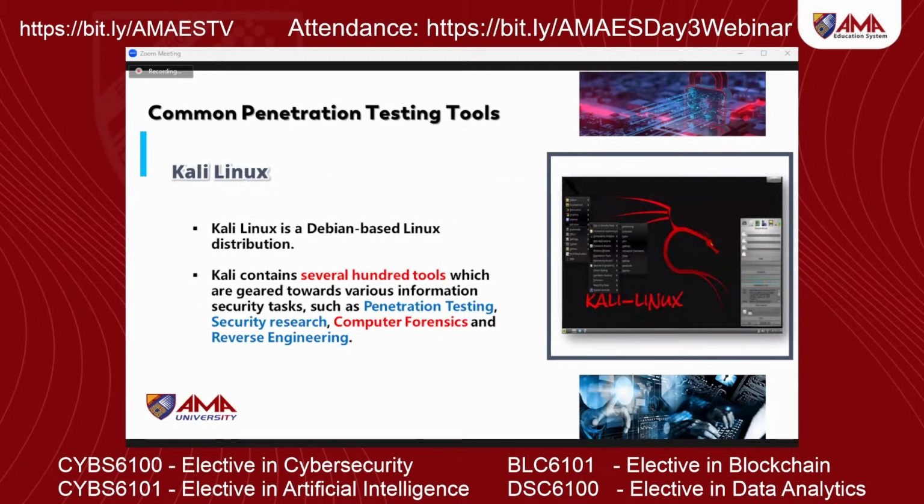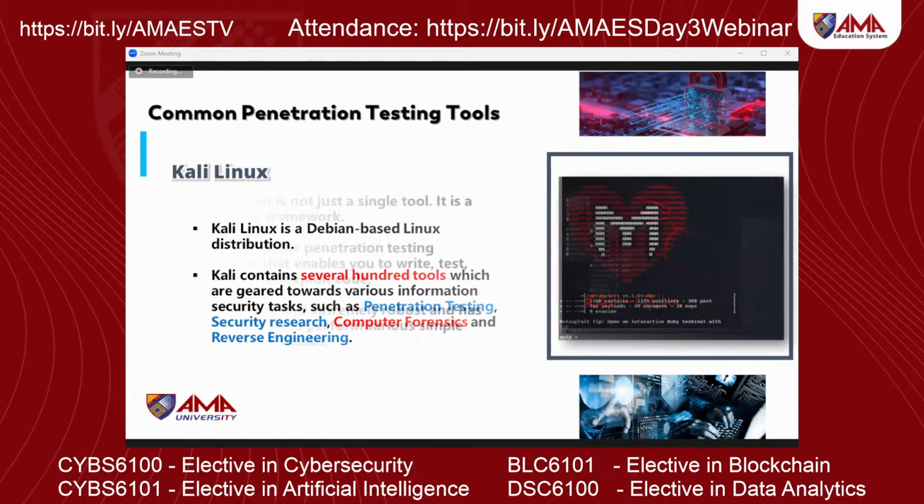Then meron tayong Kali Linux. Sa Kali Linux, it is a Debian-based Linux distribution wherein it contains several hundred tools. Okay, so this one is available in Linux only, which are geared towards various information security tasks, such as penetration testing, security research, computer forensics, and reverse engineering.